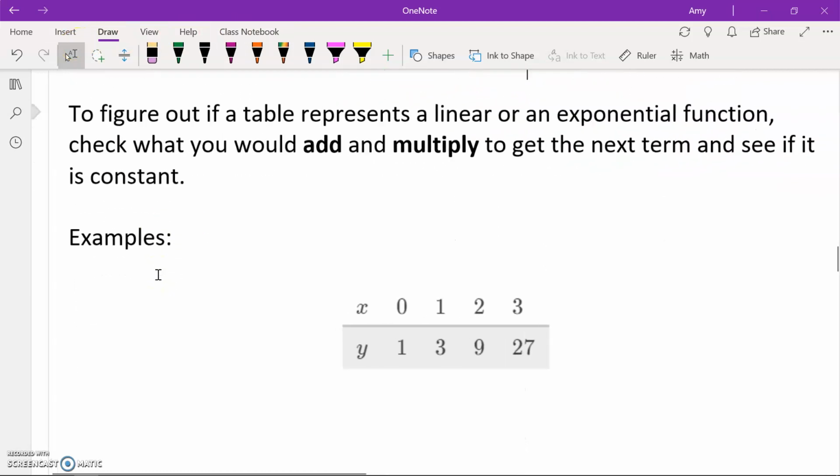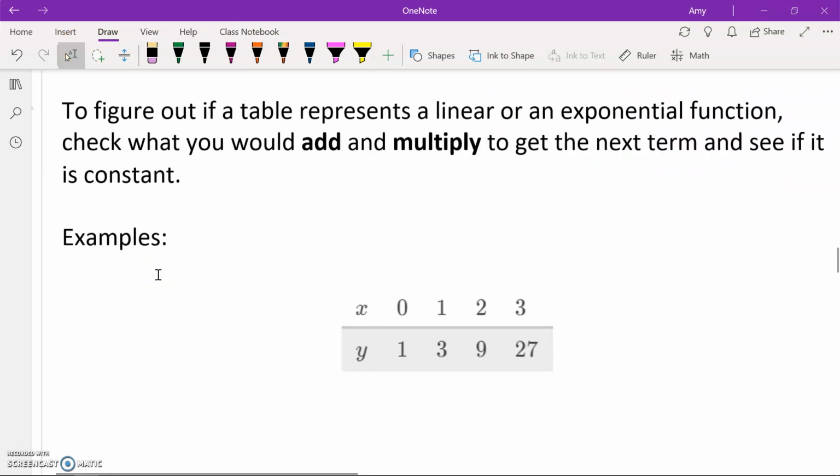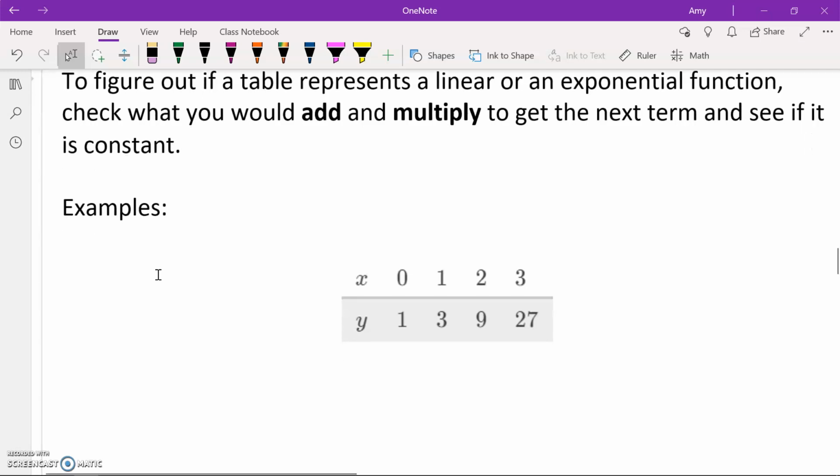So to figure out if a table represents a linear or an exponential function, we have to check to see, are we adding by a constant value every time or multiplying by a constant value every time? So the way that we can do this is just to check both ways. So we could check, what do we multiply to go between our terms, or what do we divide to go between our terms, or what do we add to go between our terms?